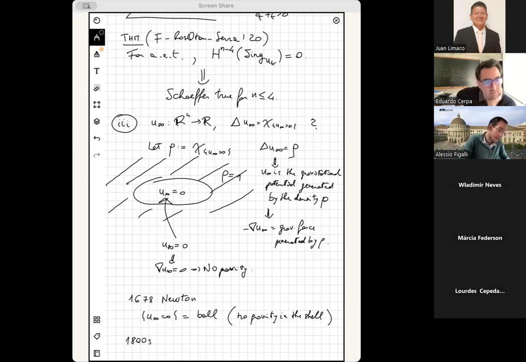Then if you move further around the end of the 18th century and beginning of the 19th century, there have been two works. Laplace first and then Ivory later, who proved that the set U equals 0 can be an ellipsoid. So if you give me an ellipsoid, you can put a uniform density in the complement of the ellipsoid, and then there will be no gravity inside. Okay.